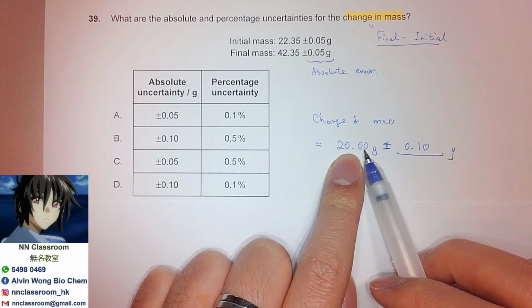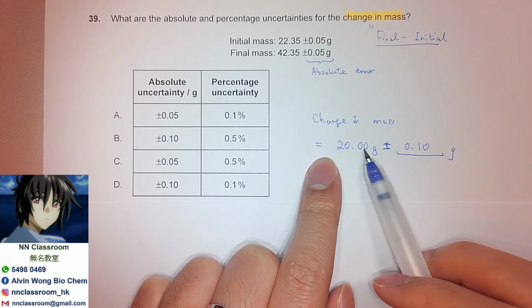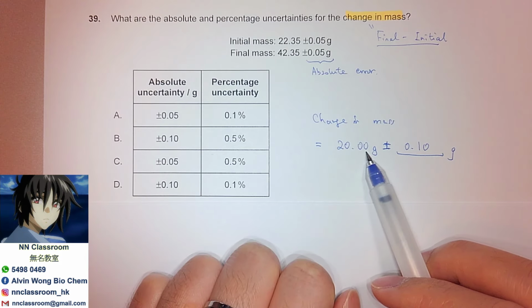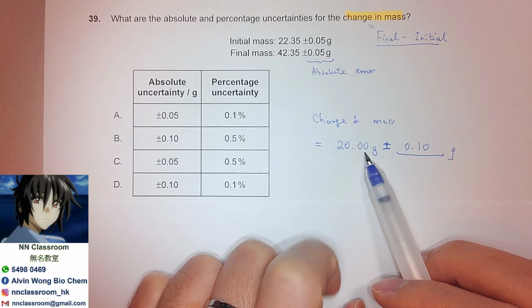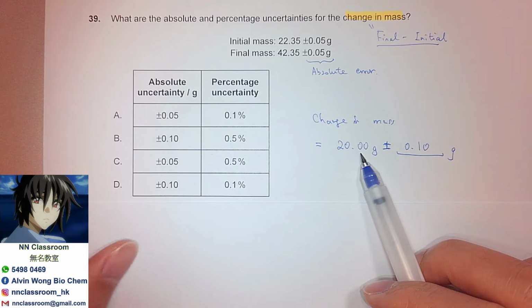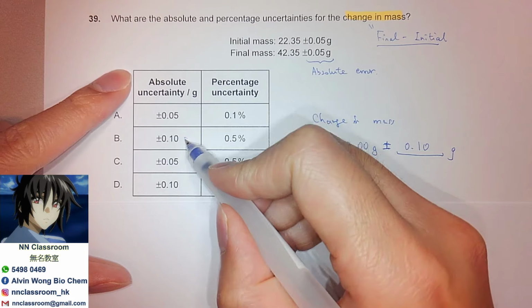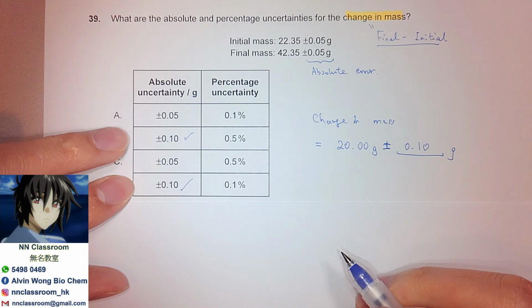So don't forget to put 20.00. These double O's are still what we call significant figures, remember. So obviously the absolute uncertainty will be 0.10. So the answer is B or D.